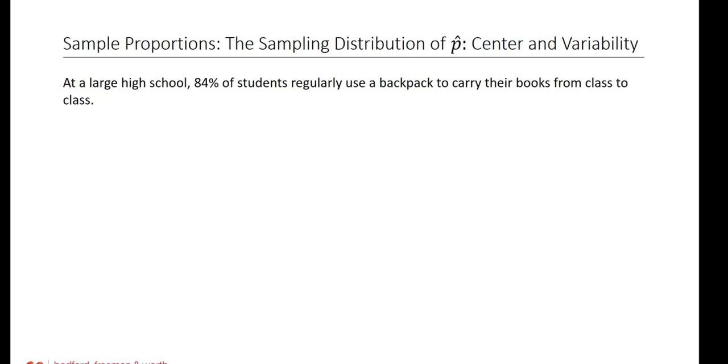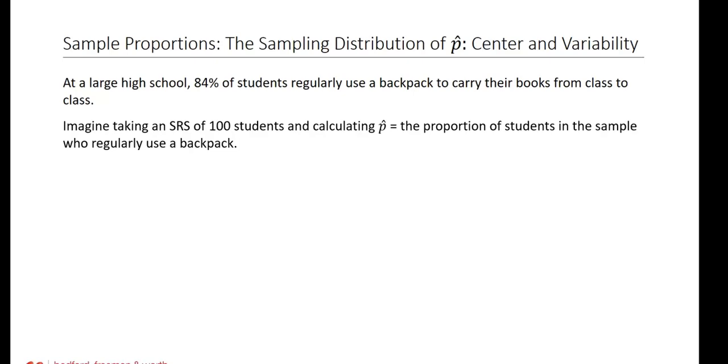In a large high school, 84% of students regularly use a backpack to carry their books. Imagine you take a simple random sample of 100 students and calculate the proportion of students in the sample who use a backpack. Calculate and interpret the mean of the sampling distribution of p hat. Well, the mean of p hat is p, which is just 84%. It's kind of weird to call it a mean because it's a proportion, the mean proportion, I guess you'd say. But the mean proportion is 84% or 0.84.